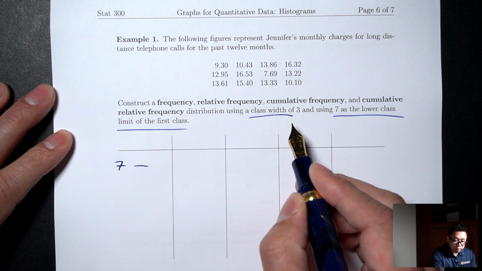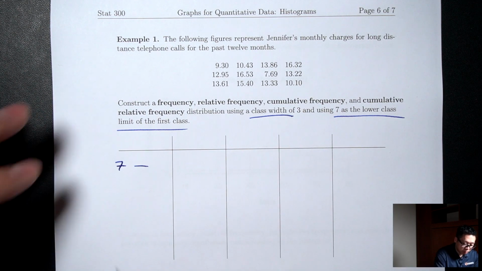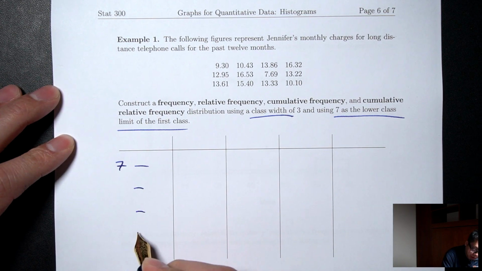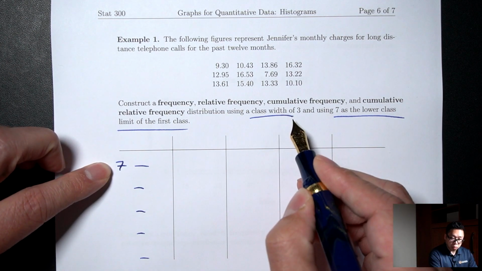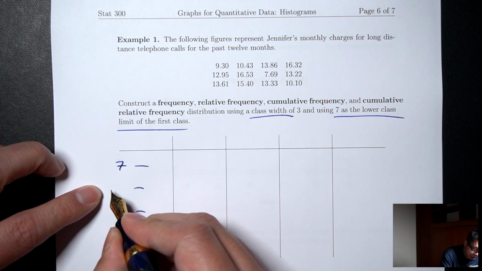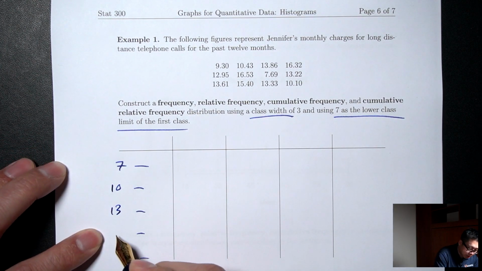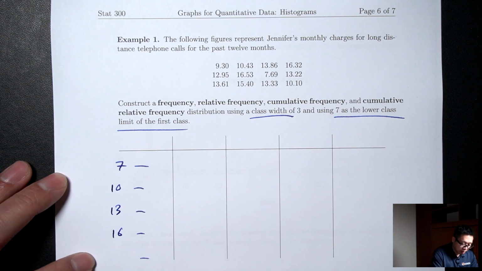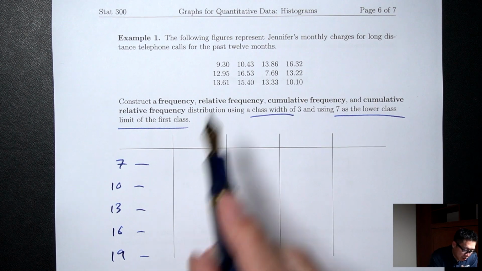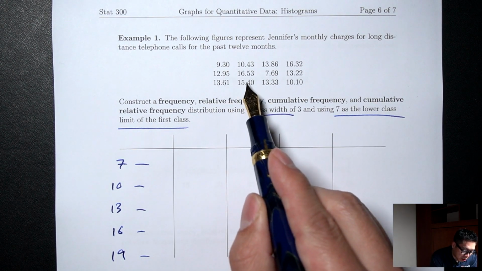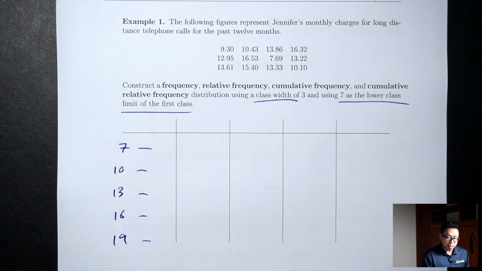So class width tells me I want my lowers to go up by 3. So let's make the lowers first. I don't know how many I need, so let me just do a couple. My lowers go up by 3. So 7 plus 3 is 10, plus 3 is 13, plus 3, 16, plus 3, 19. And I don't think I need to go any more because if I look at my data here, it only goes up to 16.53. So I think I should be good ending at 19.